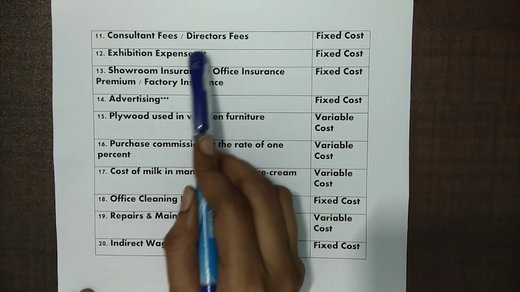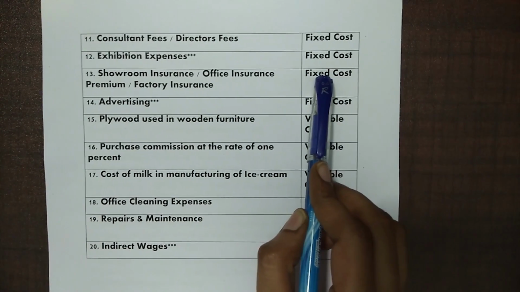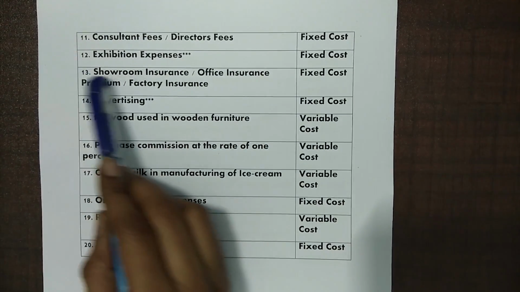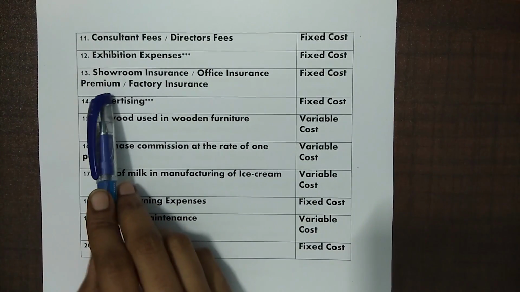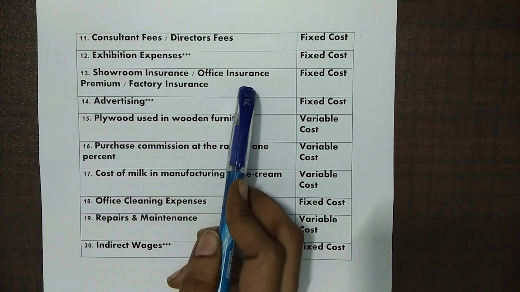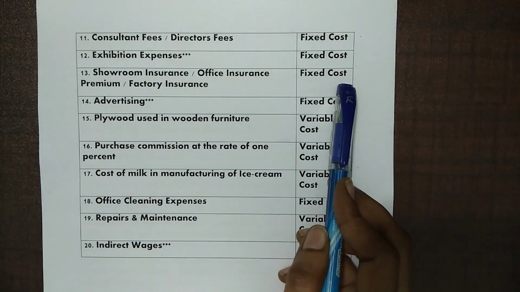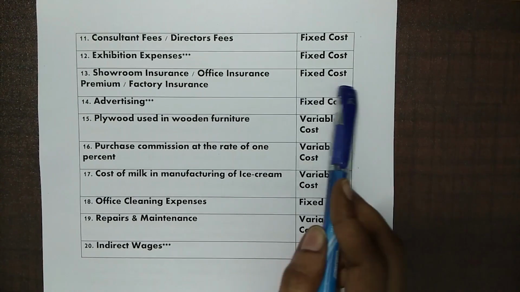Exhibition expenses is a fixed cost because an organization in advance is allocating a particular amount for such type of activities. Now the next one is showroom rent, office insurance premium, factory insurance. The answer is fixed cost. Again, there is a smart way: if the word insurance comes, it means that it is a fixed cost.